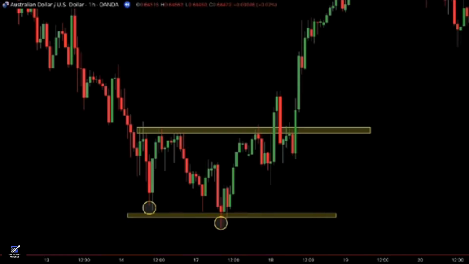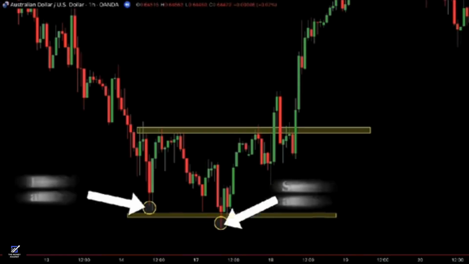This pattern forms when price attempts to break a support level twice but fails both times. This failure indicates that sellers are running out of strength and buyers are gaining momentum. A valid double bottom has three key parts.